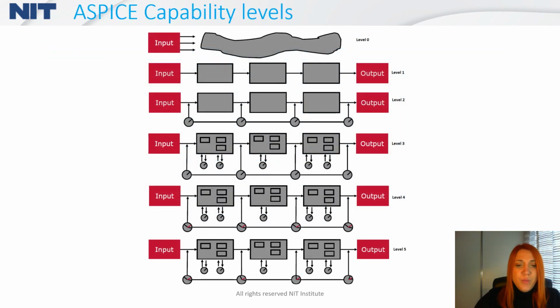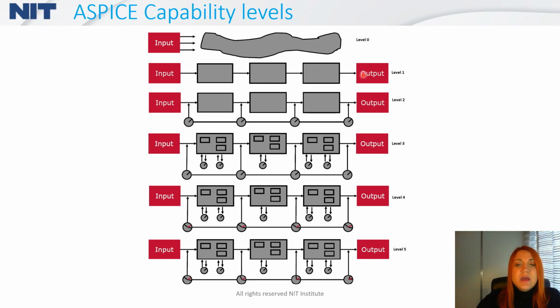In this picture, I wanted to summarize all the levels in one place. You can see that for level 0, the one which is not complete, we have some kind of input and the processes are so not organized that we cannot divide them even into blocks. For level 1, we already have some input which is forming some kind of processes and some kind of outcomes.